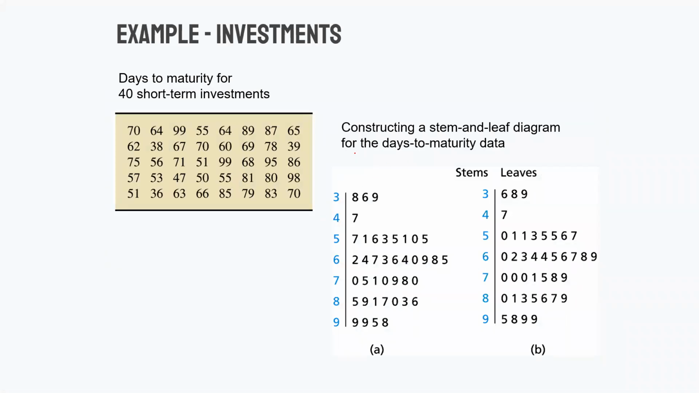Okay, so here is the example of our days to maturity. These were the investments example. Notice how they're all 2 digits. So the first digit of every number is the stem, and the second digit is the leaf. You set up your columns, stem and leaf. When I go to the number 70, it has a stem of 7 and a leaf of 0. Okay, so I cross that one out.